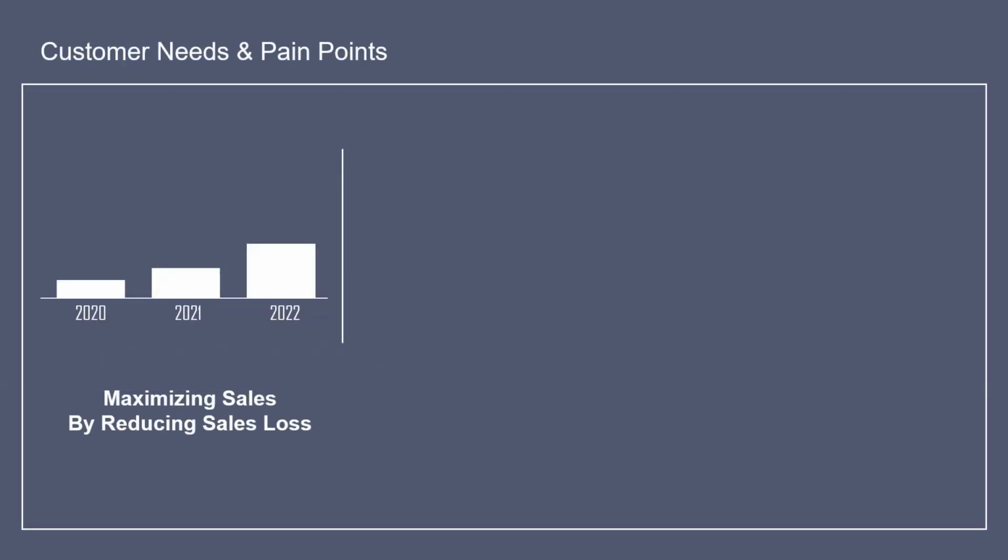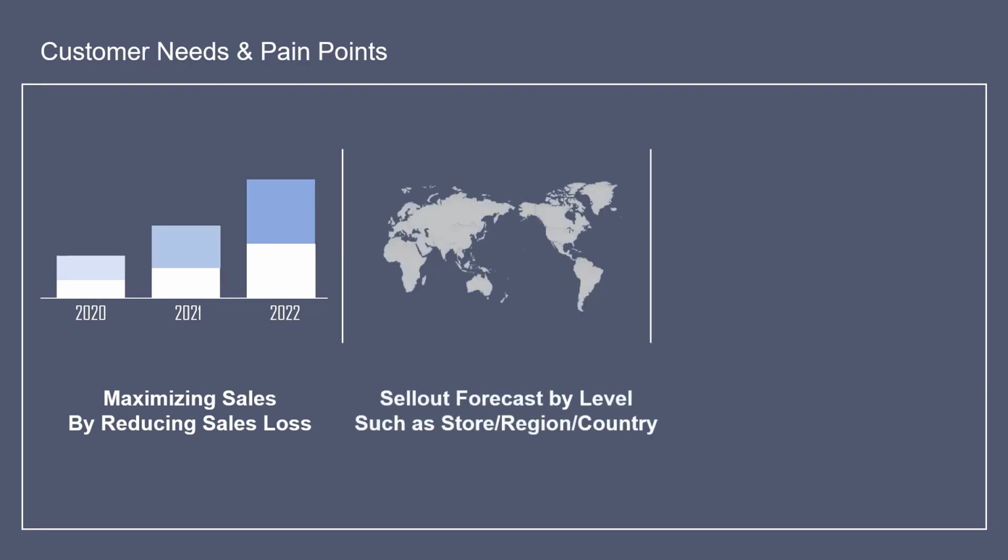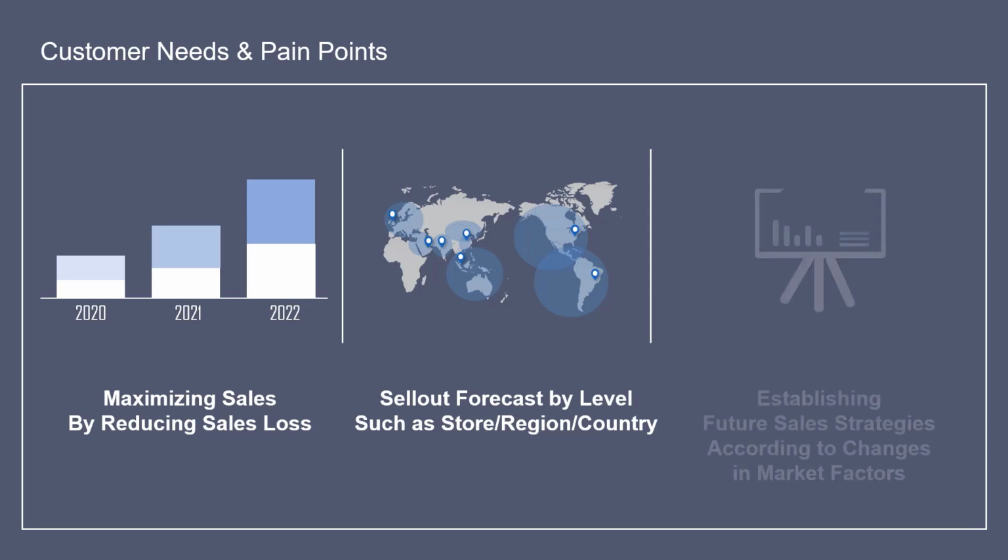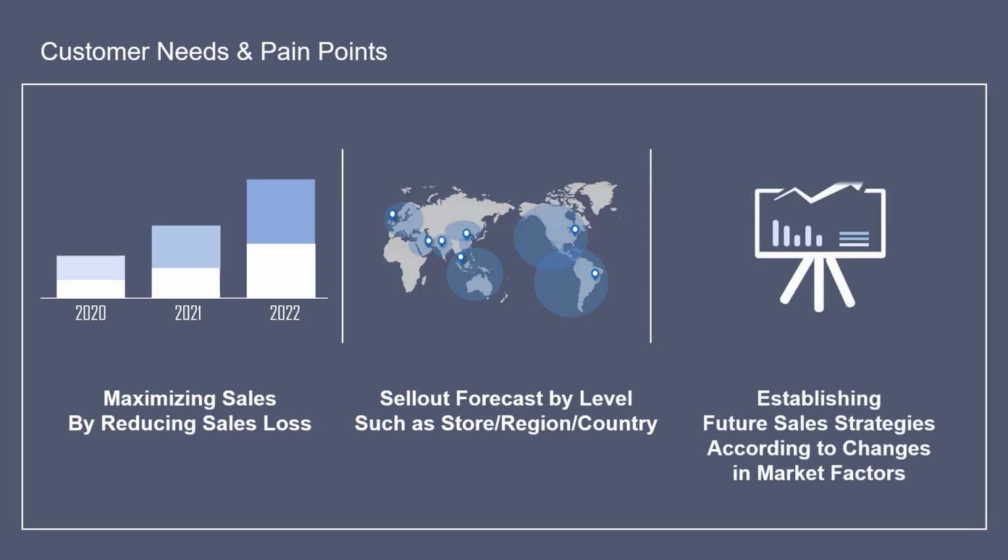It aims to generate revenue by maximizing sales through reducing sales loss. Therefore, predictions of various situations such as store level, region level, or national level are required. In addition, they want to detect changes according to market factors in order to establish optimal sales strategies.